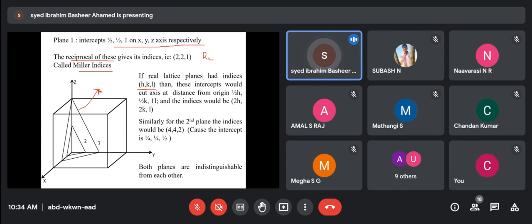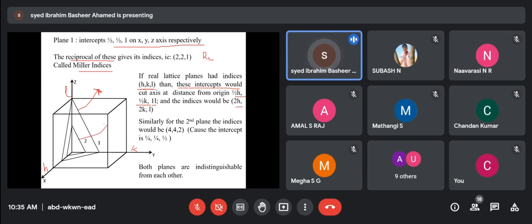So if the real lattice planes had indices HKL, then these intercepts would cut the axes at distances from the origin of half h. On the x-axis it is h, y-axis it is k, and z-axis it is l. So half h, half k, 1 l. Then the indices will be 2h, 2k, and 2l.